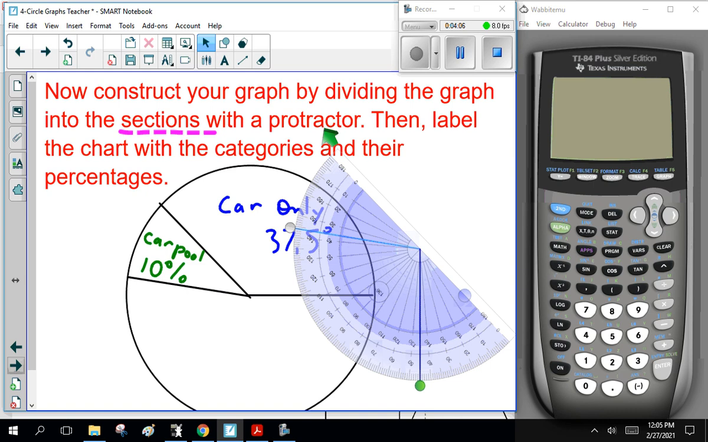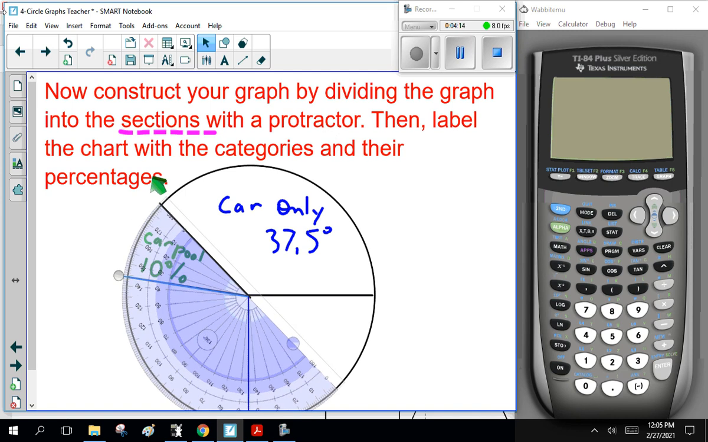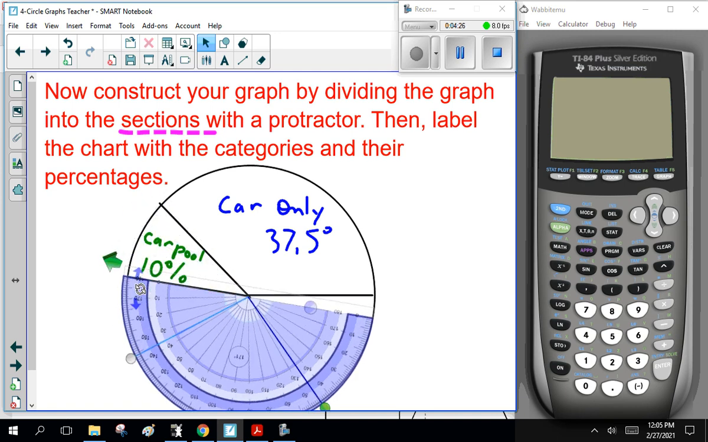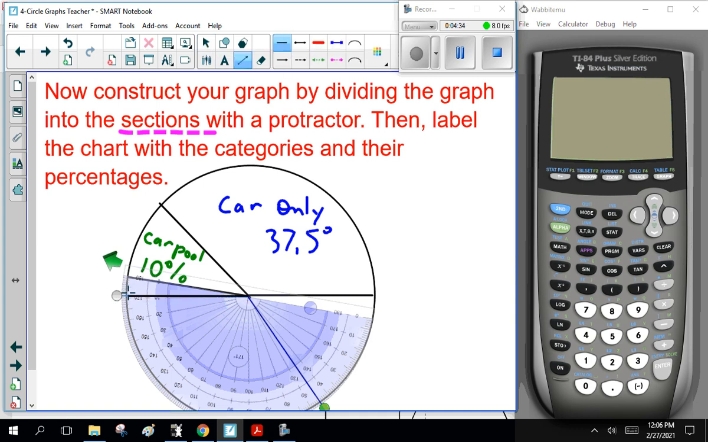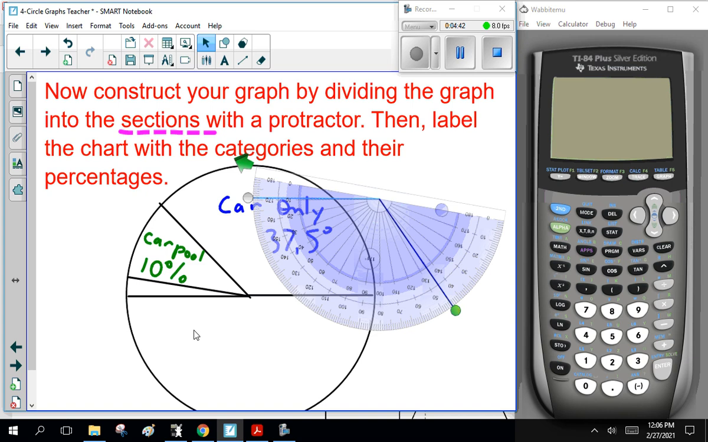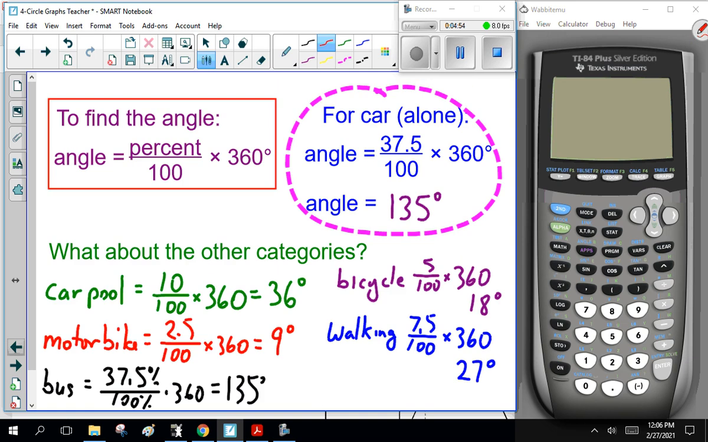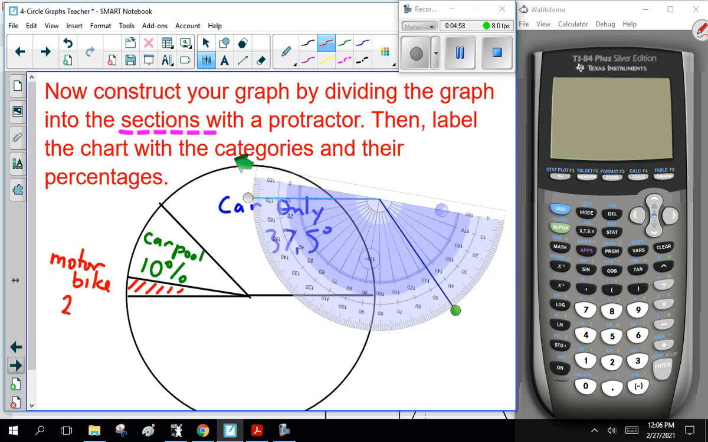Now, I want you guys to do this yourself as I'm mumbling and saying bad things about the computer. Race you. So the next one is going to be motorbike, 9 degrees, 2.5%. So 9 degrees, let's see if I can get a shot. If we start there, 9 degrees, 10 would be right there. Okay, so you see how this goes? Double checking because I'm getting old. 2.5%.